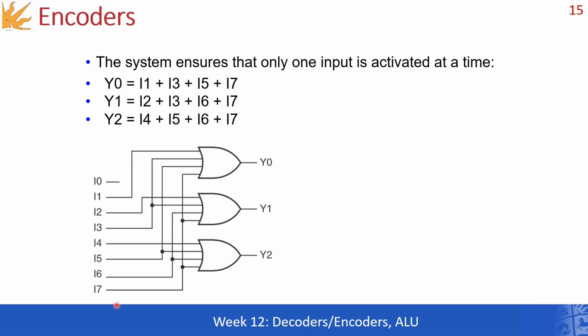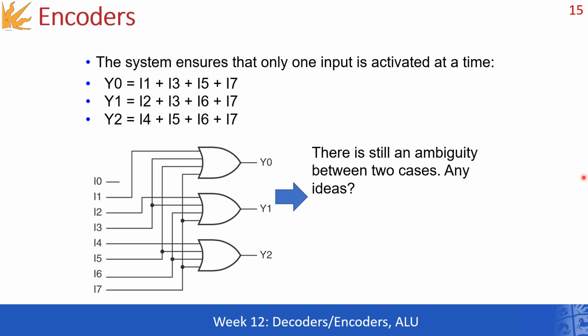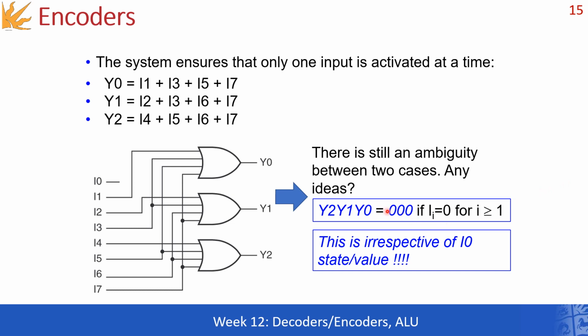Apart from the ambiguity we've seen in the previous slide, there is again another ambiguity. Even if the system ensures, as we said, that only one input is activated at a time, as you can see here, the first bit of the input word is ignored. This creates an ambiguity, because you can have an output that is equal to 0, 0, 0, irrespective of the value of the first input. And that is another ambiguity.